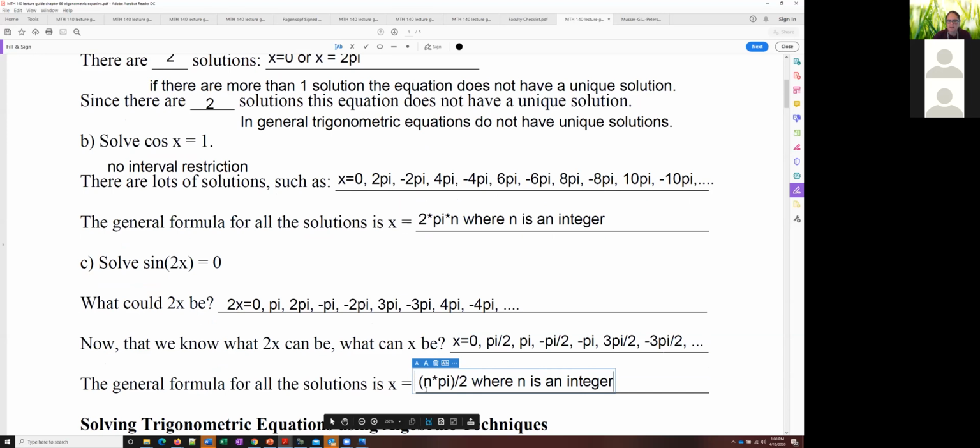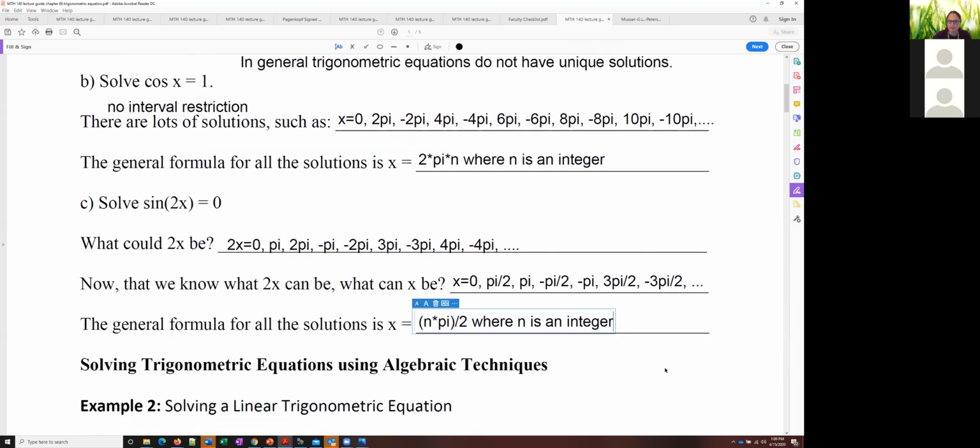So for example, if I plug in 0, that would give me 0. If I plug in 1, that would give me pi over 2. If I plug in 2, that would give me pi. If I plug in negative 1 for n, that would give me negative pi over 2. If I plug in negative 2 for n, that would make negative pi. If I plug in 3 for n, that would give me 3 pi over 2. And if I plug in negative 3 for n, that would make negative 3 pi over 2. So I'm going to be able to get all of the different answers by just plugging in different numbers for n. Any questions so far?